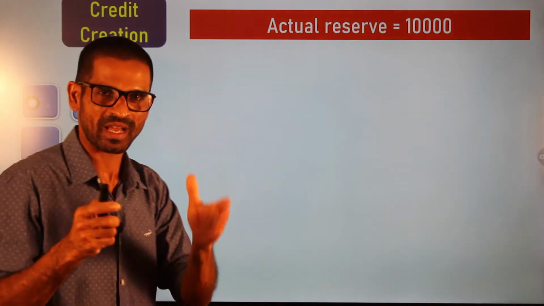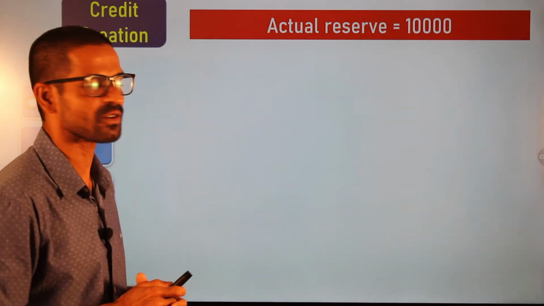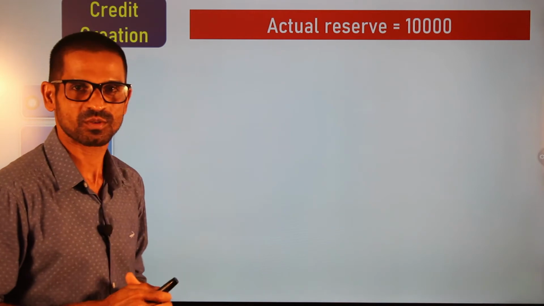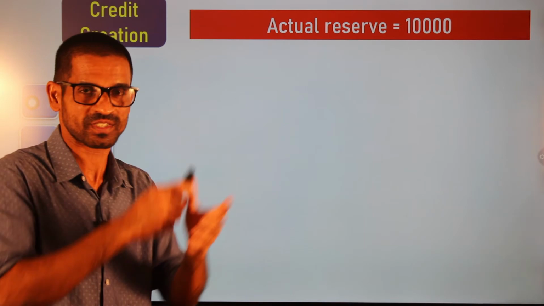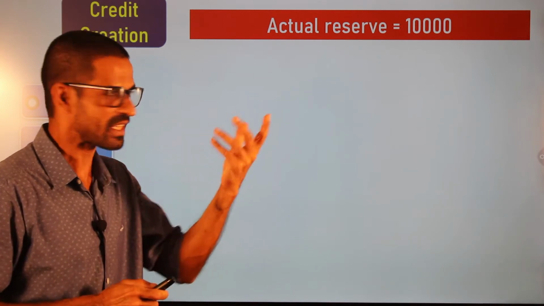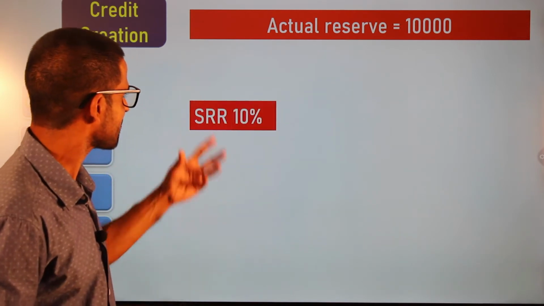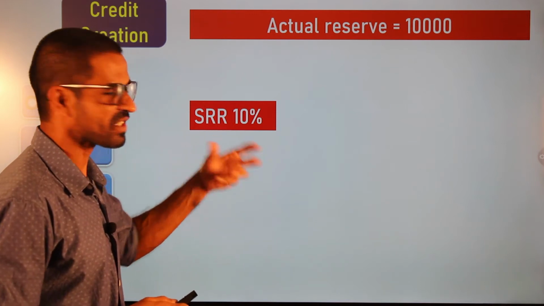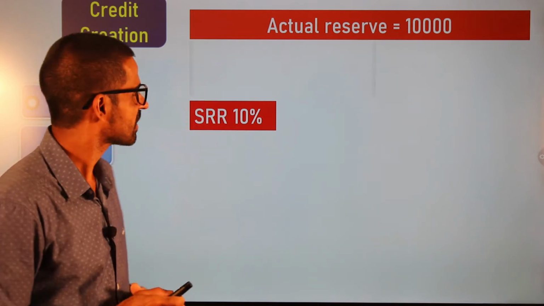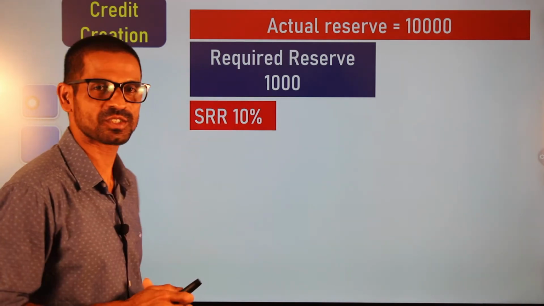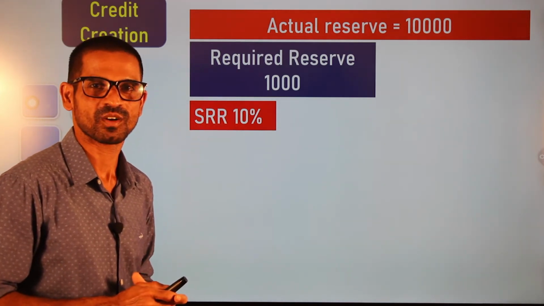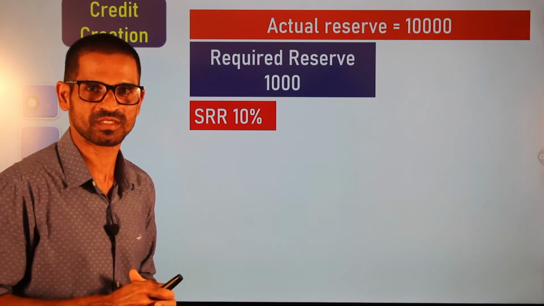Now you know the bank has an actual reserve of 10,000. And the bank has a liability, deposits of 10,000 as well. So out of that 10,000, SRR is 10%. So 10% of 10,000 means 1,000. That is the required reserve. The bank has to keep this required reserve for the withdrawal purpose of the customers.